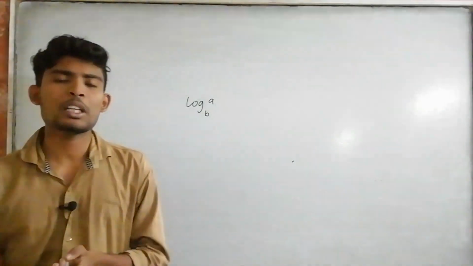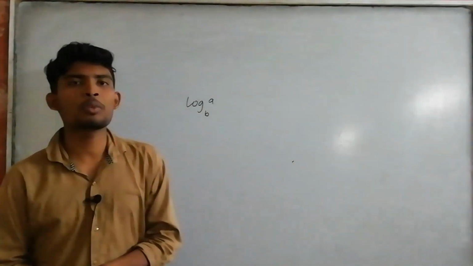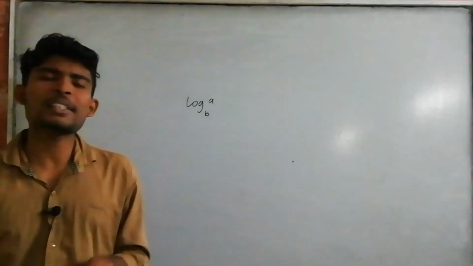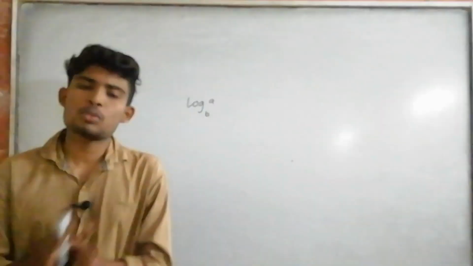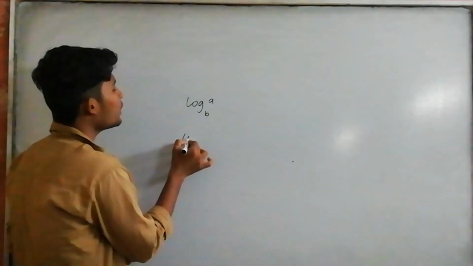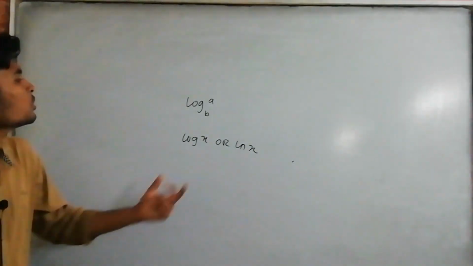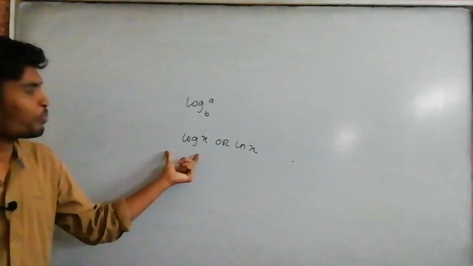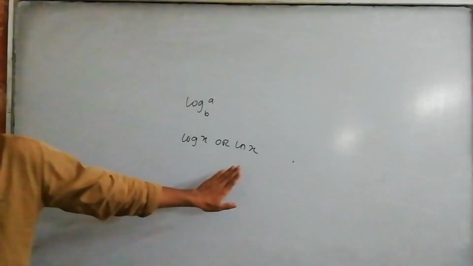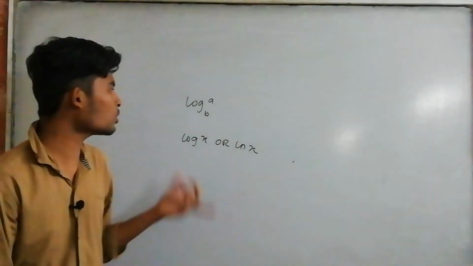Common logarithm means that if the base b is 10, then it is called common logarithm. If the base is e, then it is called natural logarithm. In our chapter, you have to use natural logarithm, that is, the base is e, and here the logarithm is written in many cases as log x or ln x. Generally, many books you refer to use log x, but I prefer ln x. You can use either symbol, log x or ln x. That does not matter.